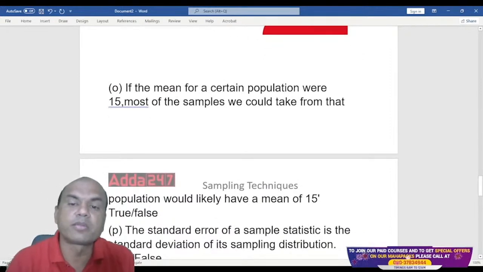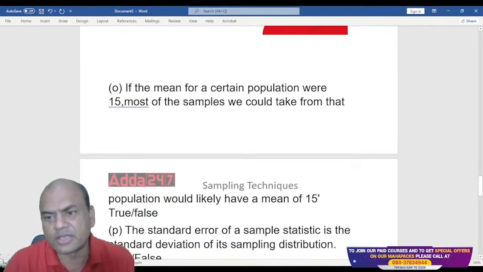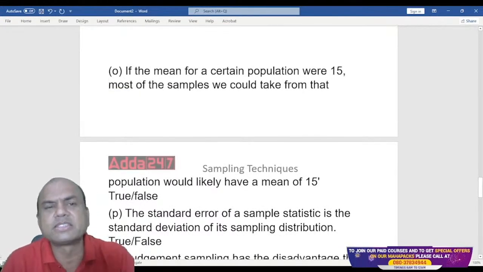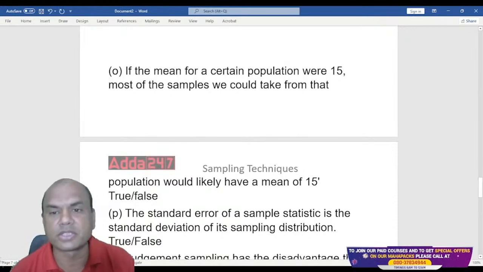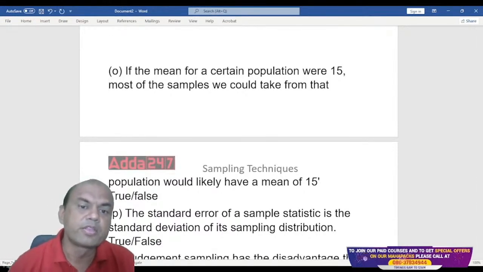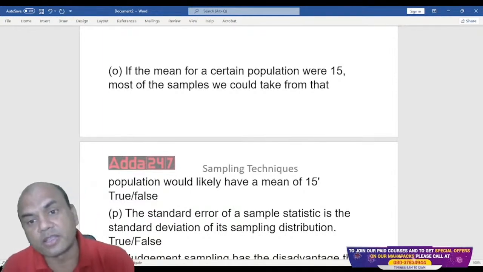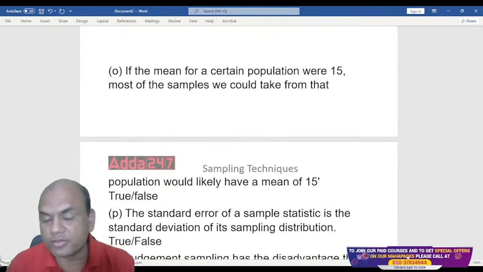The mean of a certain population was 15. Most of the samples we could take from that population would likely have a mean of 15. Is it true? Suppose there is a city and the average salary of that city is 15,000, let's say. So the mean of the samples which I took from all the 5 corners of the city, will the mean of those samples also be 15 or not?